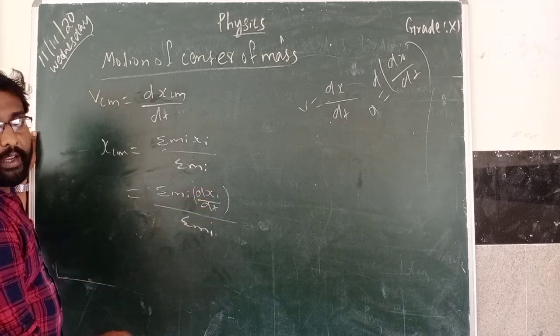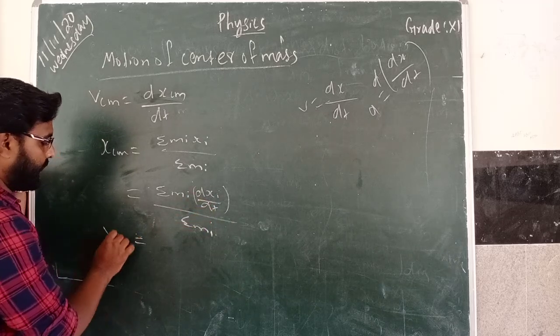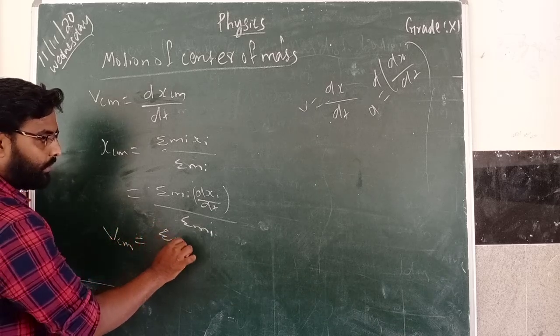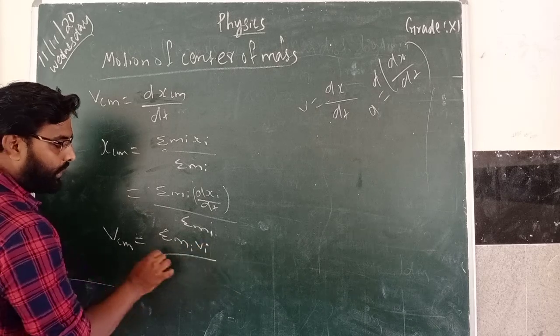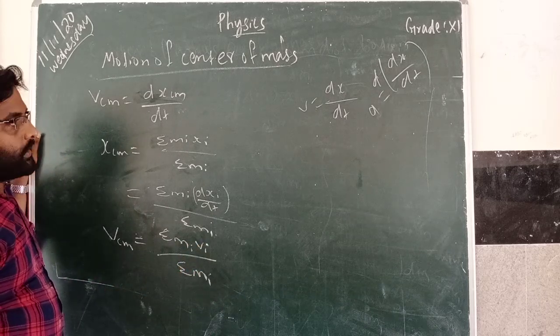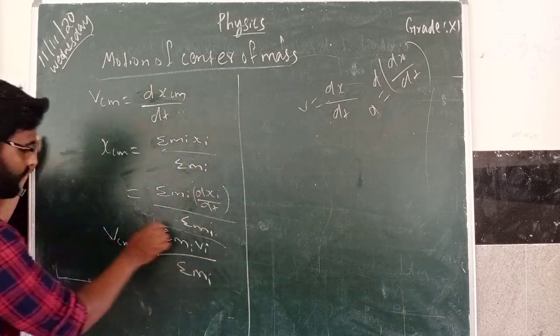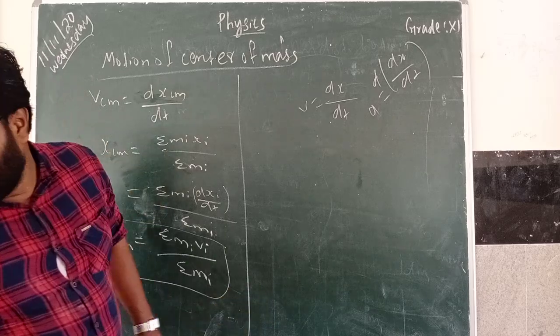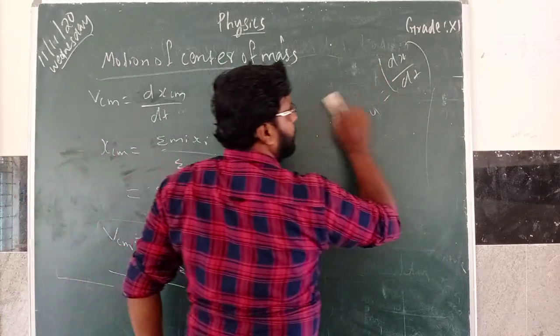So dx by dt means what? The velocity. So you can write this equation: Vcm is equal to sigma mi vi by sigma mi. This is the same formula, and with it we can find the center of mass for moving rigid bodies.